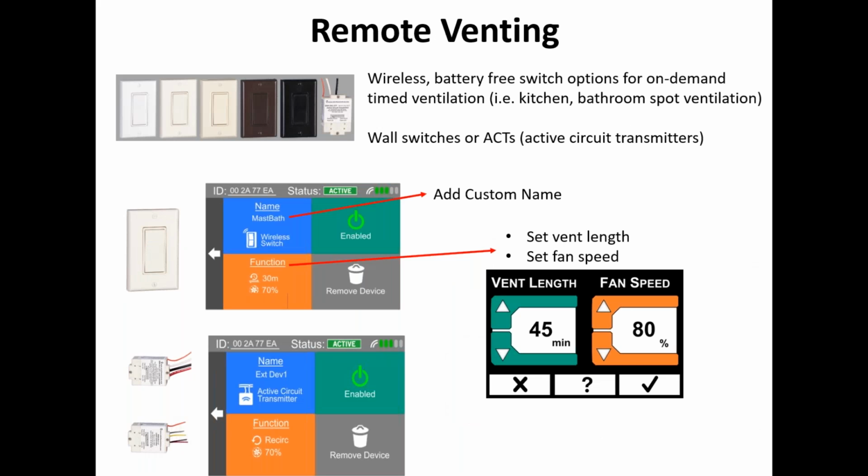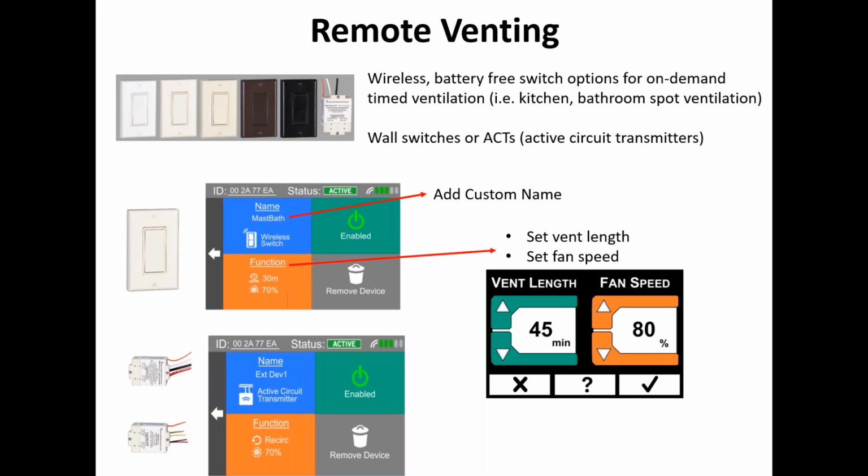Closer look at the remote venting. This is by far the most popular option with the CERV, just the bathroom, kitchen spot ventilation switches. With these then, that EnOcean low power wireless communication, the switches then you set a ventilation time length, and you can also have a custom fan speed as well. The active circuit transmitters operate in a similar fashion. And then you can name these uniquely, so you can have a different fan speed and vent length for a half bath versus a full bathroom versus the master bathroom. So you have nice flexibility here.